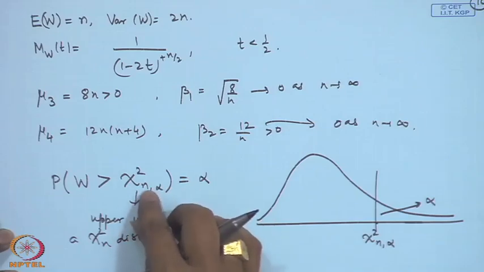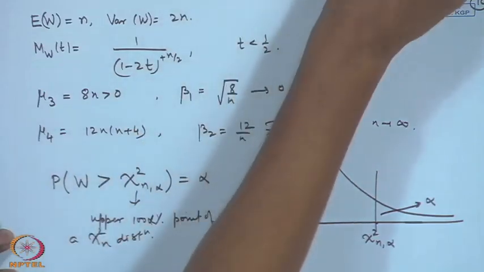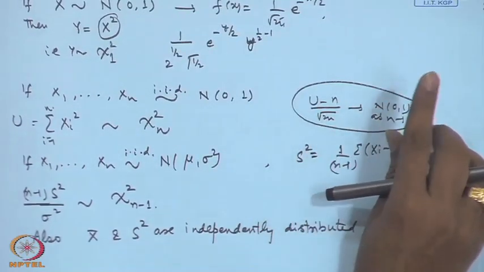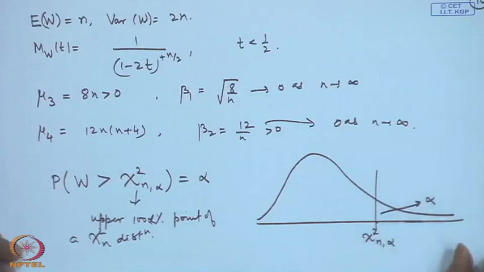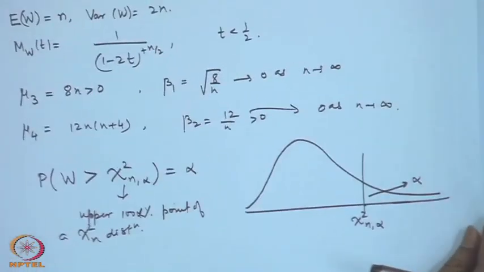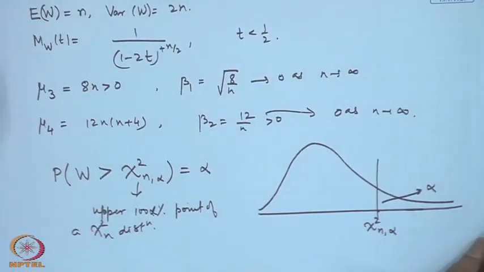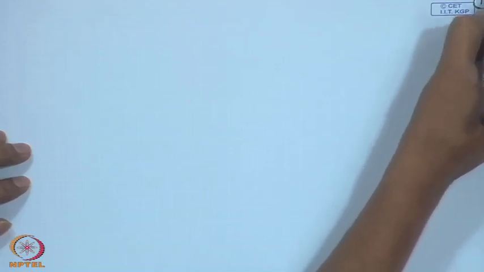And as I have mentioned, as n becomes very large, it is not required, because then the distribution of u minus n by root 2 n can be approximated by normal distribution. So, those tables are not given. Generally, in the books, they tabulate up to n is equal to 30 or sometimes up to 60 or something like that. So, we have shown chi square as a sampling distribution in sampling from a normal distribution. Let us look at some further sampling distributions.